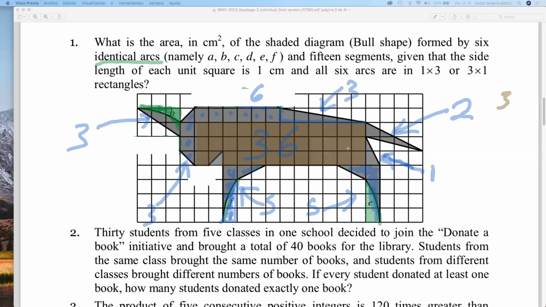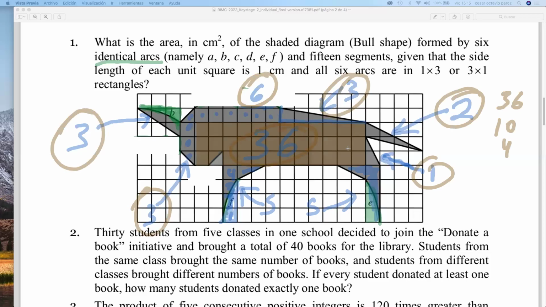So 36, plus 10, plus 4, 3, 6, 12, 14. We will have 40 and 10, 50 and 14. We will get 64. Do you understand this idea? Yes. Okay. So the answer will be 64.